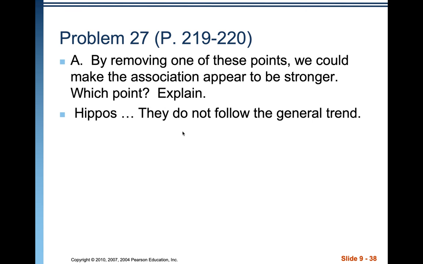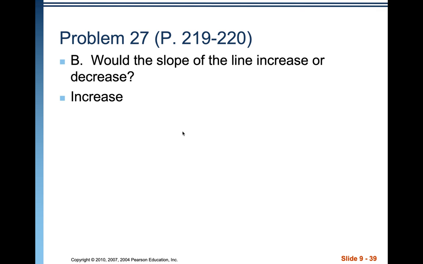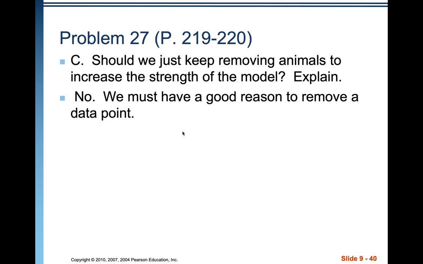All right. By removing one of these points, we could make the association appear to be stronger. Which point? Okay, and then explain. Well, the point for hippos, and the reason is they don't follow the general trend, so it's going to make the association appear to be stronger. Would the slope of the line increase or decrease? Okay, well, in this case, it would increase. Should we just keep removing animals to increase the strength of the model? Explain. No, we have to have a good reason to remove a data point.